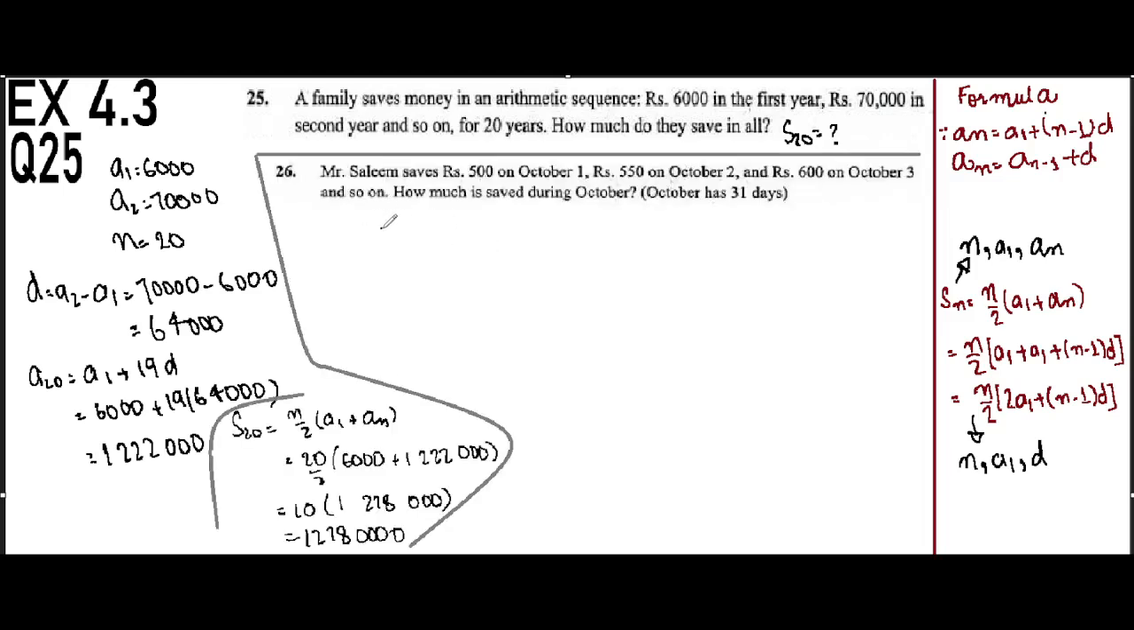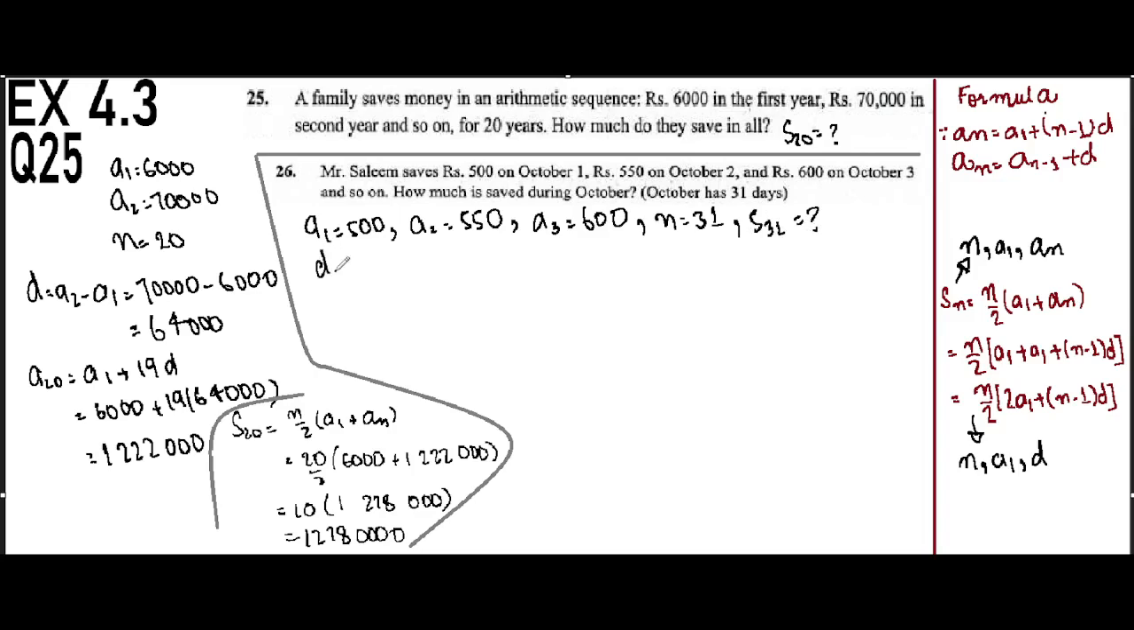This is question number 26. Mr. Salim saves rupees 500 on October 1, rupees 550 on October 2, rupees 600 on October 3. So A1 is equal to 500, A2 is equal to 550, A3 is equal to 600, and so on. How much is saved during October? October has 31 days, so n equals 31. For all of October, we are going to find S31 is equal to question mark.